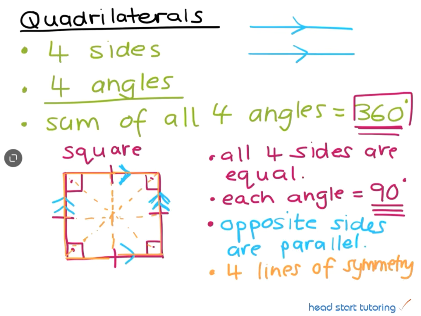Right, so the properties of our square: all 4 sides are equal. Each angle is equal to 90 degrees, and therefore all our angles are equal to each other. Opposite sides are parallel, and we have got 4 lines of symmetry.